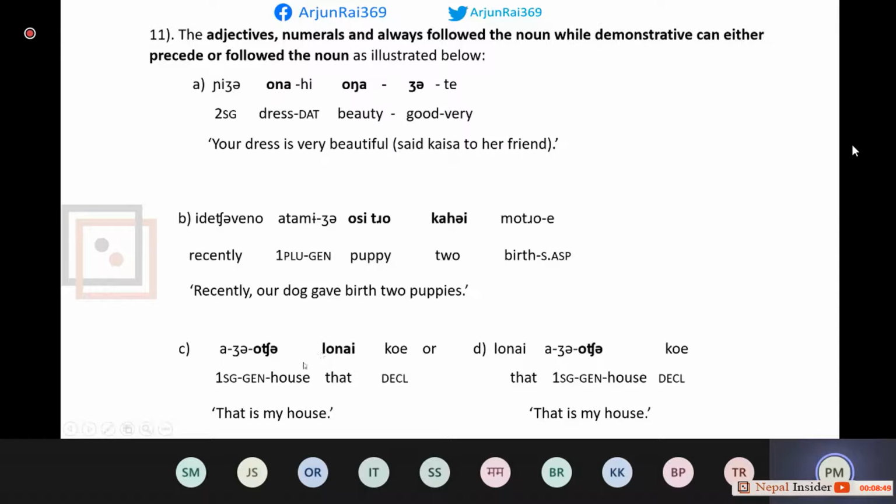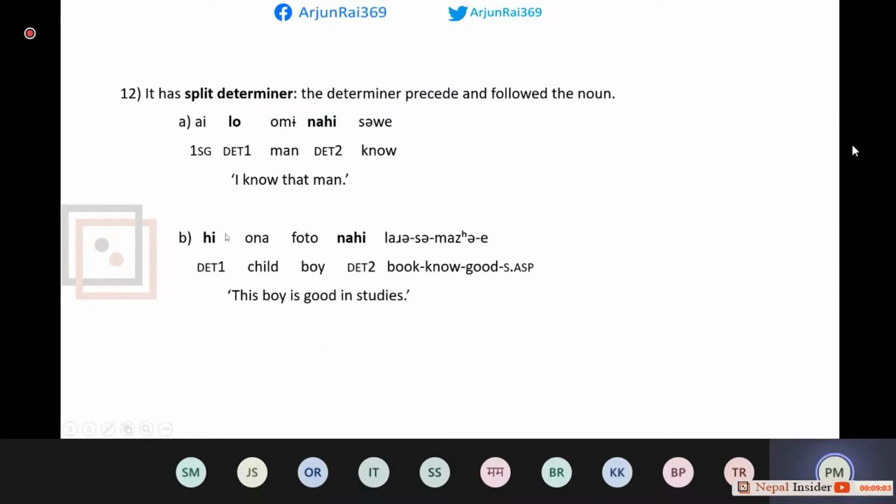However, the demonstrative can either precede or follow the noun, as we can see in examples C and D. Okay. Maola also has split determiners, as we can see in examples A and B. In example A, the determiner one is lo, and nahi is the determiner two in the sentence, I know that man. Here we can use two types of determiner, and the determiner can either precede or follow the noun.